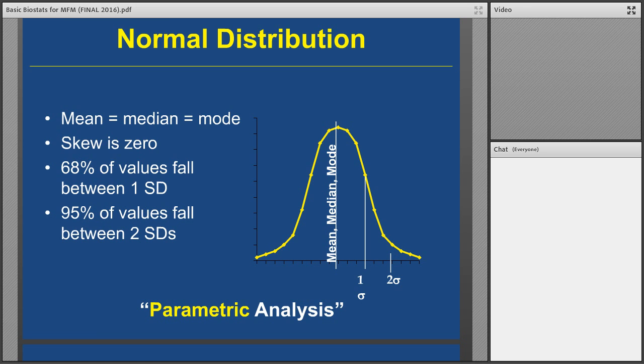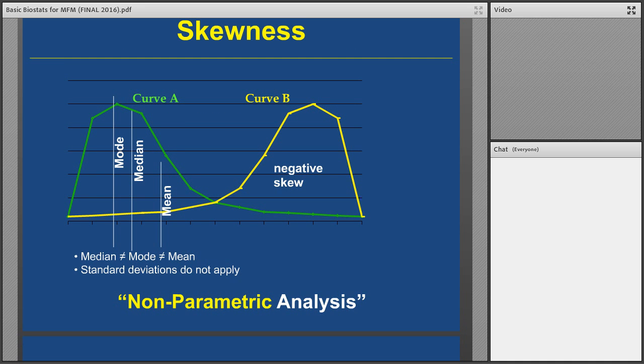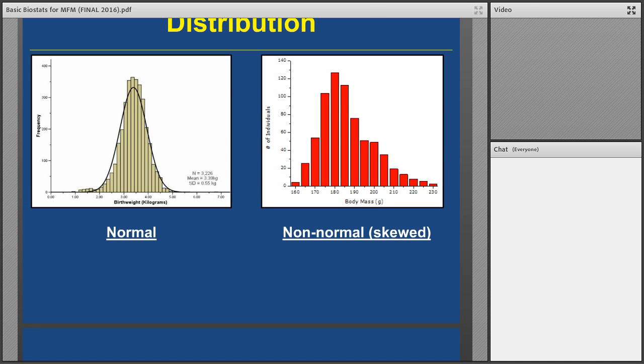And when we have something that's normally distributed, we can analyze that data for inferential statistics using parametric analysis. That's as opposed to data that's skewed, when the median, mode, and mean are not the same, and we can't apply standard deviations. And this is when we need to use non-parametric analysis. So this would be when we use a median to describe the data, that would be a more accurate way to describe the data, and ranges would be more accurate to describe the data.